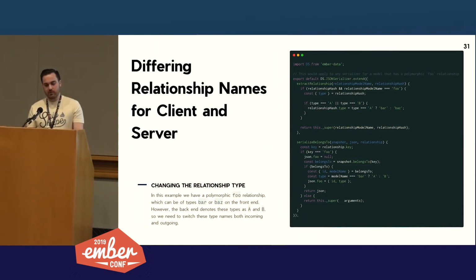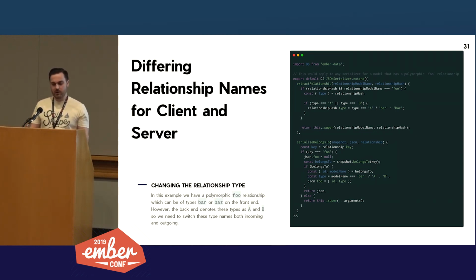And this is an example of how you would do the relationship name changing. So here, imagine you have something with a polymorphic foo relationship, and this can be either a bar or baz model in Ember Data. And this is the models you had before, but then your API changed things on you, and now you have A and B as the types. So we're going into extract relationship, and if it's that relationship, we know we want to check for the types, see if it's A or B, and then say, if it is A, we want to use bar, otherwise we want to use baz.